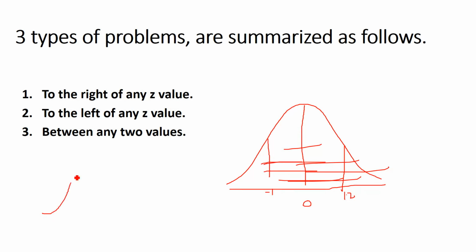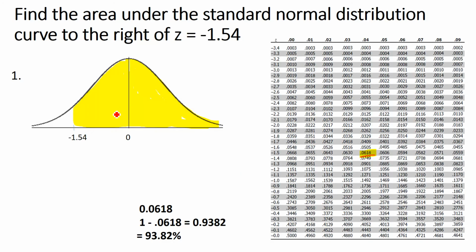Third is between any 2 values. Suppose here I say -1.4, and here I say 1.8. This is the z value. Make a line here, and shade this center portion, the area between any two values. So one will be negative and one will be positive. So there are three types of problems we will solve here, right?